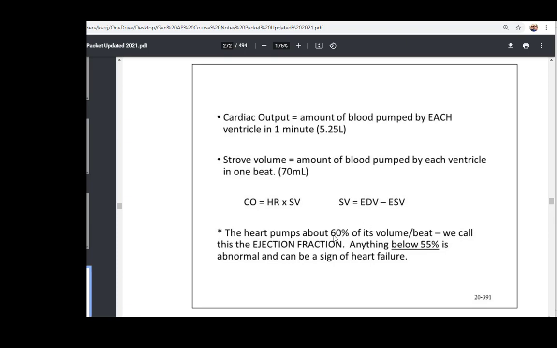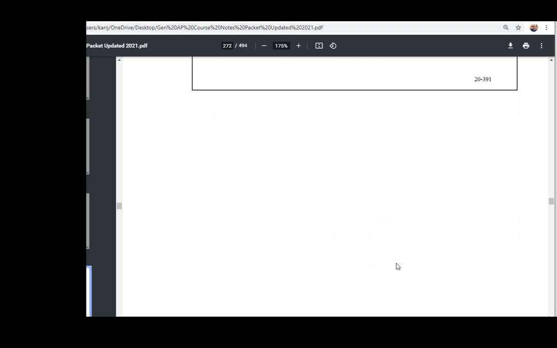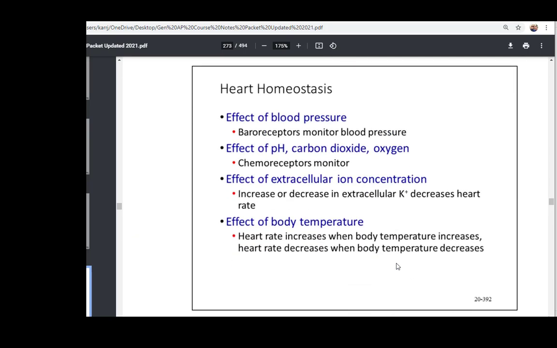Anything less than 55% can be a sign of heart failure. We want that heart to beat 60% of that end diastolic volume out of the heart with each beat. If the heart can't pump strong enough and there's blood left over in the heart, that's what heart failure is all about.